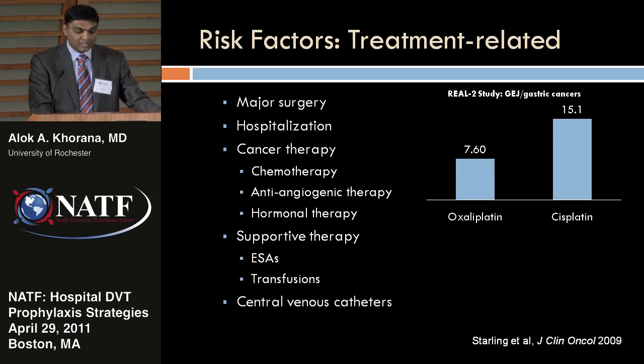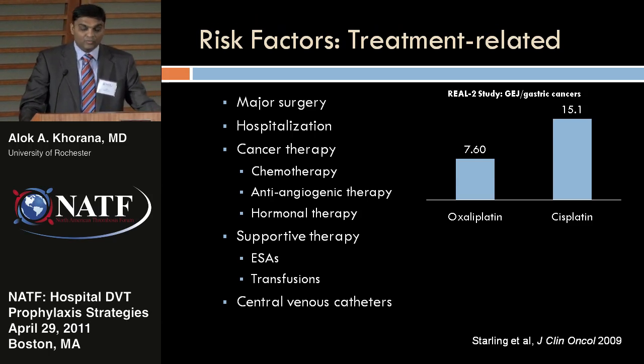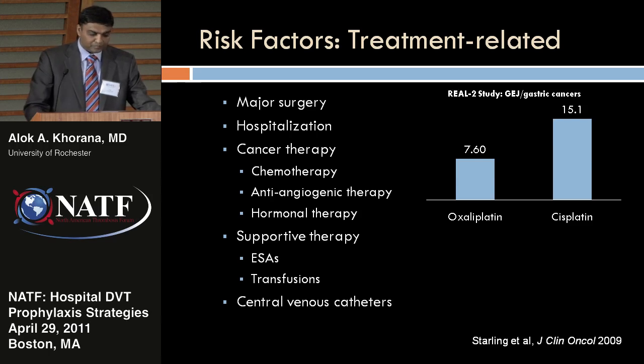things we do to cancer patients, treatment-related factors. Surgery we discussed already, hospitalization we discussed already. Cancer therapy is very, very complicated, and it is also very, very thrombogenic. This includes both chemotherapy, anti-angiogenic therapy, and hormonal therapy. And even within chemotherapy, there's a lot of nuance.